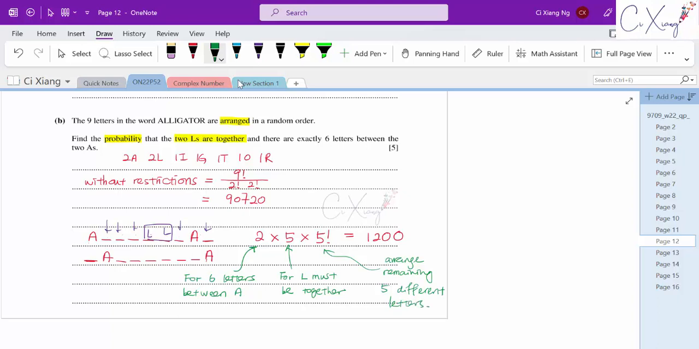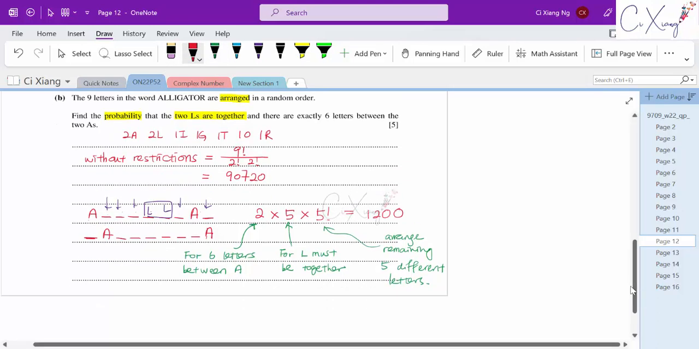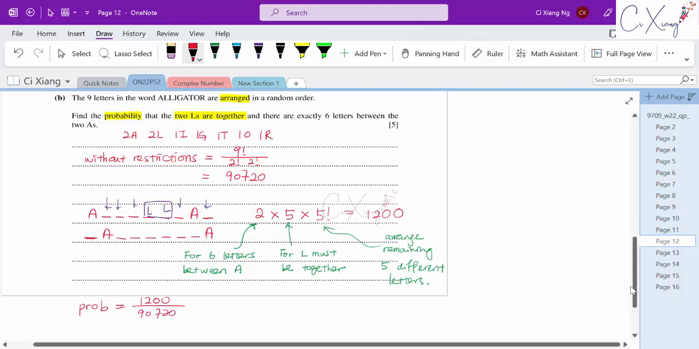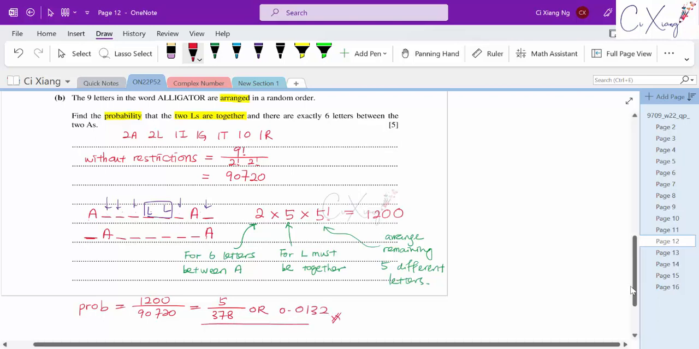Okay, after I calculate the number with the restriction and the number without restriction, we can combine them to become the probability. So what's the probability here? It will be 1200 divided by 90720. Then the fraction is 5 over 378. Or if you want to change it to 3 significant figures, it will be 0.0132. And this is how we calculate the probability.